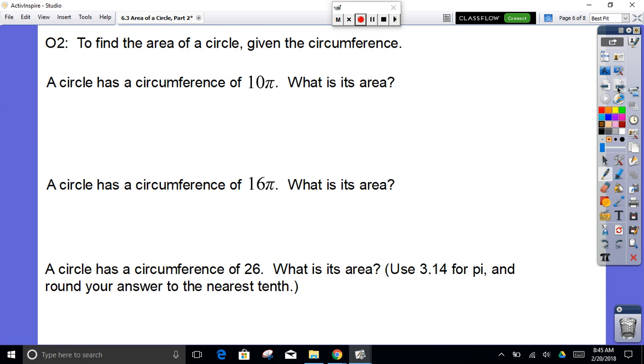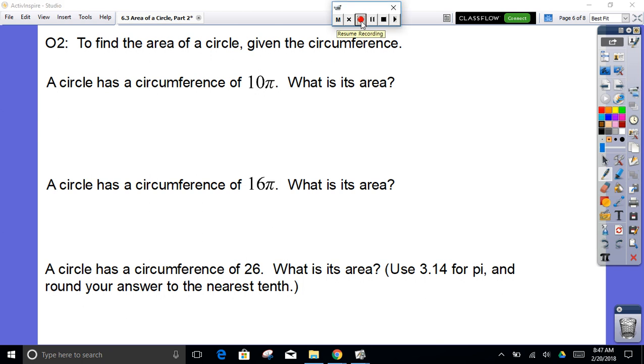All right, I want you to think for a minute, and you can turn around and talk to your partner. A circle has a circumference of 10 pi. What is its area? So I want you to take a couple minutes and think about how would you figure out the area if all you know is the circumference? All right, let's talk about your ideas.